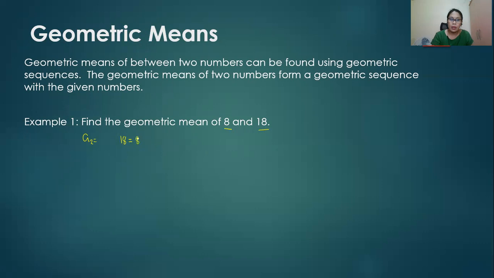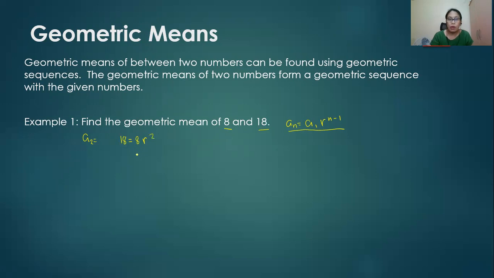The first term is 8, and we do not know the ratio, but this is r to the n minus 1. This is the general pattern. Remember, we have a sub n equals a sub 1 times r to the n minus 1. Substituting the given to the formula, a sub n equals 18, so this is a sub 3, and 8 is the first term. Since 18 is a sub n, our n is 3, so 3 minus 1 is 2. So this is 18 equals 8r squared.